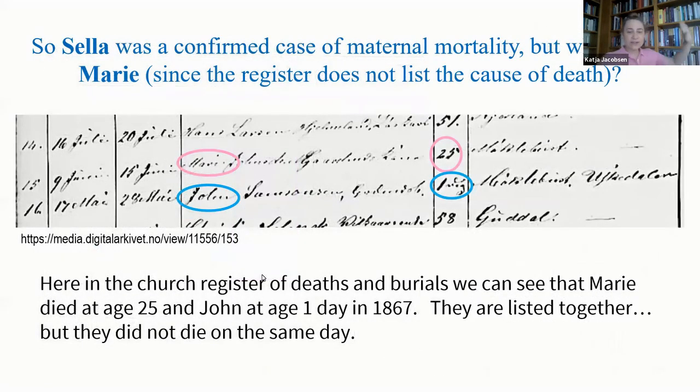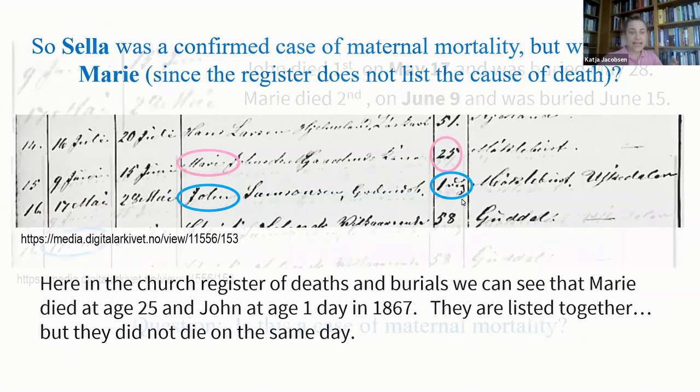So Sella, who was the first wife, is a confirmed case of maternal mortality because that's listed in the register. But the register doesn't list the cause of death for the second wife. And we can see here in the church register that Marie died at age 25. That's what the two pink circles there are. She's 25 years old. And then John died at 1 day old. And they are listed together, but they didn't die on the same day.